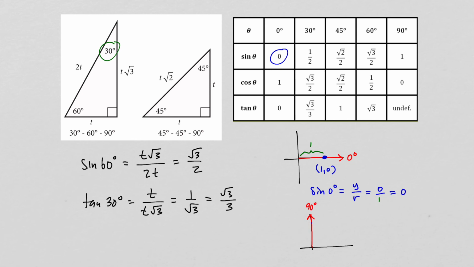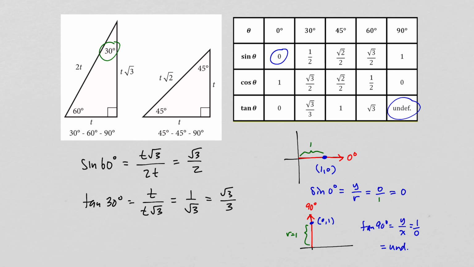Pick a point on the terminal side of 90 degrees, like the point (0, 1). Again, for that one, r is equal to 1. And from there, I can find the sine or cosine or tangent of any of those angles. So as an example, tangent of 90 degrees: tangent is y divided by x. For 90 degrees, y is 1 and x is 0. And so that's 1 divided by 0, and 1 divided by 0 is undefined.